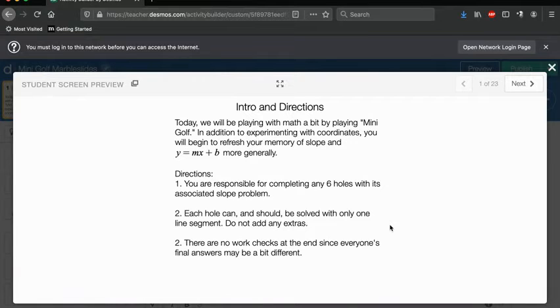So basically, I want you to refresh your memory about the format of a line. If you look here, we're talking about that y equals mx plus b form. If you've forgotten, remember to think about m as your slope and b as your y-intercept. But I'm less worried about the y-intercept and more worried about slope today. You'll get what I mean here when it says complete any 6 holes. But basically, I'll show you.